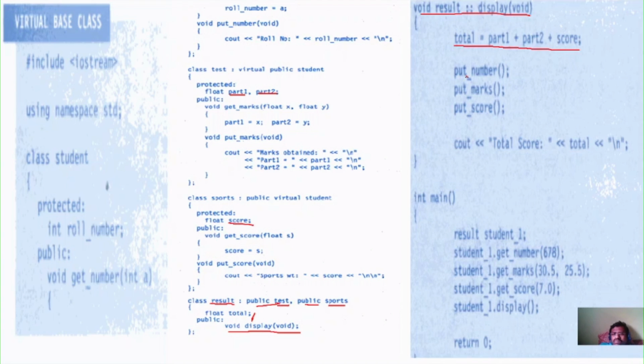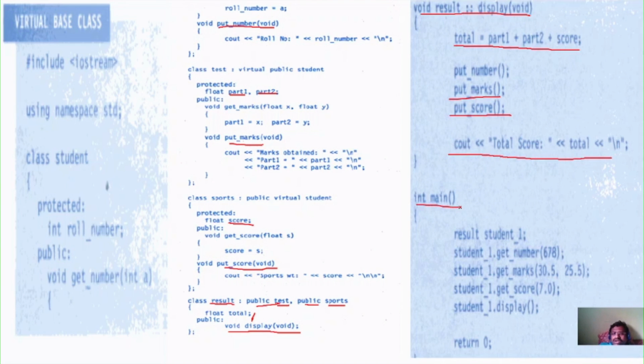Okay. Now put number is a member function which is accessed from the student. This function will be accessed here. Put marks is a member function which is accessed from the class test, and put score is a member function which is accessed from the sports class. So now all three member functions will be covered in the display. Finally, we are going to display the calculated value of the total to the user, that is total score is equal to total, using the cout statement.